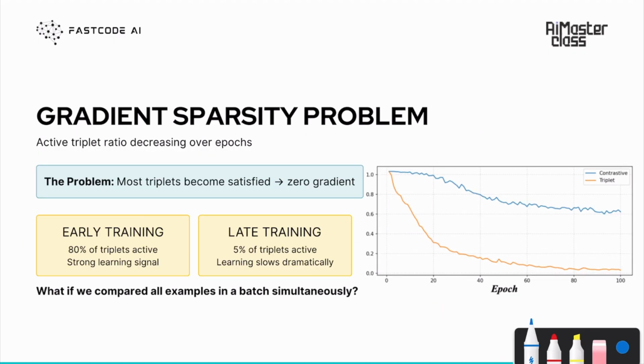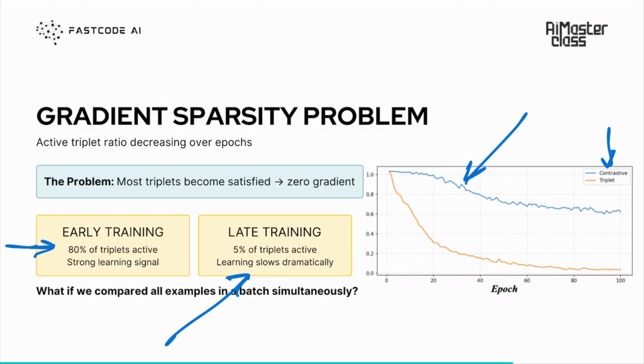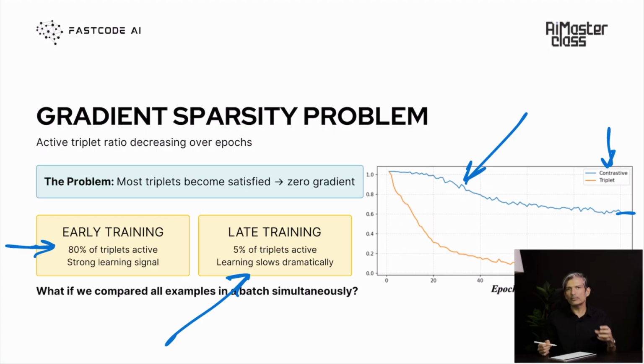They also did a comparison with your normal contrastive learning. So the blue one is your normal contrastive learning, and they see that most of these pairs become saturated very, very quickly. So during early training, 80% of these triplets are active, but then late training, only 5% of these triplets are active. So learning slows down dramatically. And when you do contrastive, it saturates very early, because now the learning is very, very weak because you don't have that much gradient coming in. But when you do triplet, it works much better and your loss decreases and it converges.